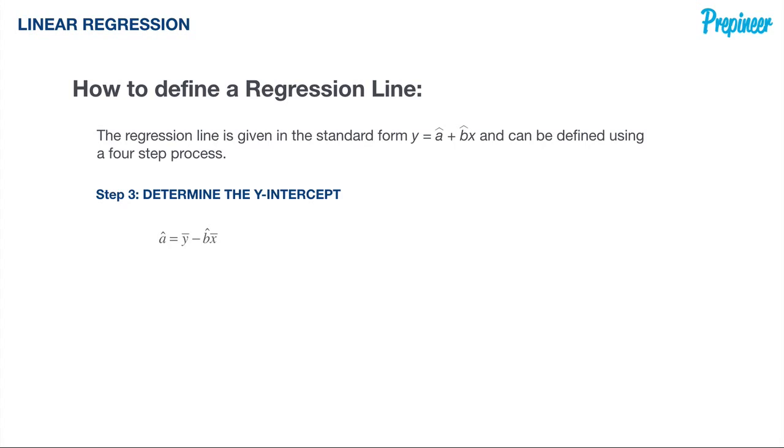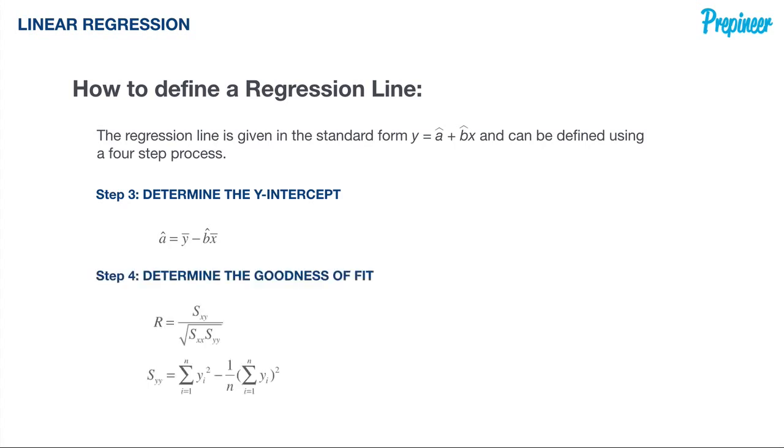Step 3 is to determine the y-intercept by plugging in the mean of our x values, the mean of our y values, and the regression coefficient we just calculated. The equation is right there on your screen. And finally, we need to determine the goodness of fit by calculating the correlation coefficient, which is R. These formulas as well can be referenced on page 39 of the NCEES Applied Reference Handbook.